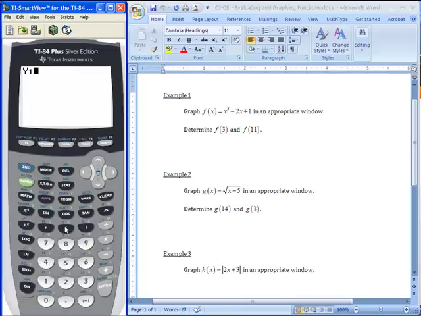Then what we'll do is we'll actually use function notation. So we'll put a 3 in parentheses here and press enter. And that's like saying f of 3, and we get back 22, which is what we saw before.